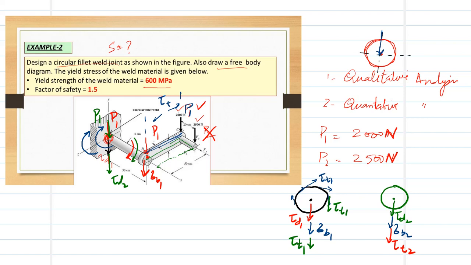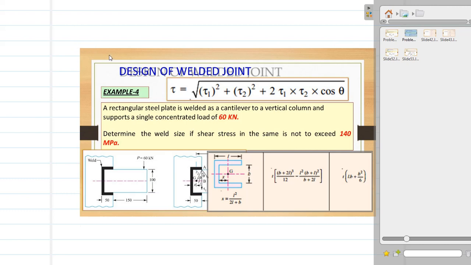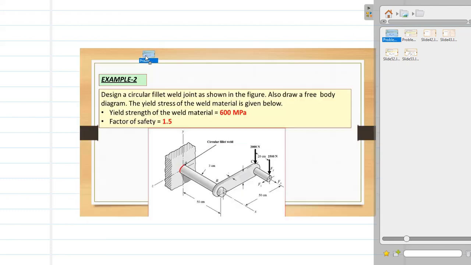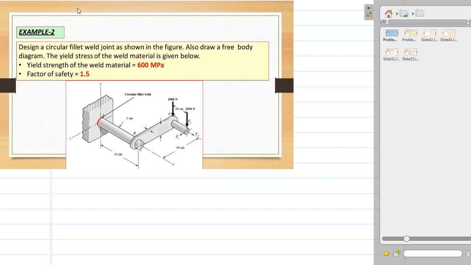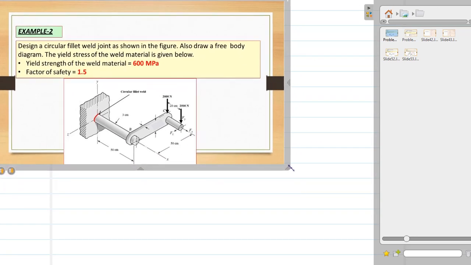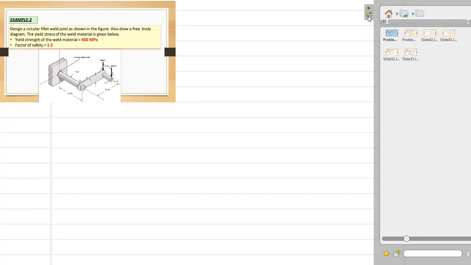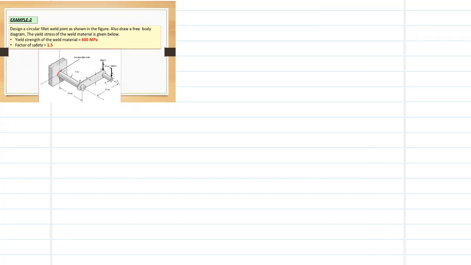So for the magnitude, now we have performed the qualitative analysis. I'm again translating the problem here so that we can actually analyze this. Okay. Now, if you look at the problem again, we have six kinds of stresses.